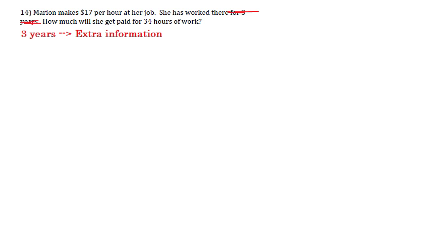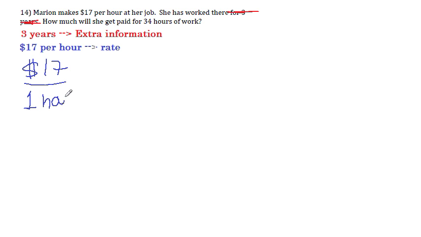So the relevant information, how much will she get paid? We're talking about dollars, how many dollars in 34 hours. You might recognize the $17 per hour is a rate. And we can write that rate one of two ways. We can write it either as $17 over 1 hour, or we could flip it over. We could write 1 hour on top, $17 on the bottom. And it'll be the question that'll tell us which fraction we want.